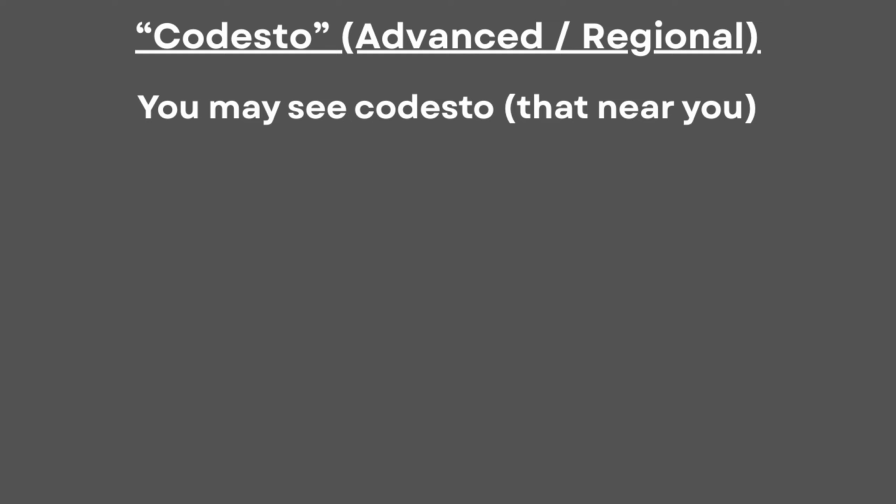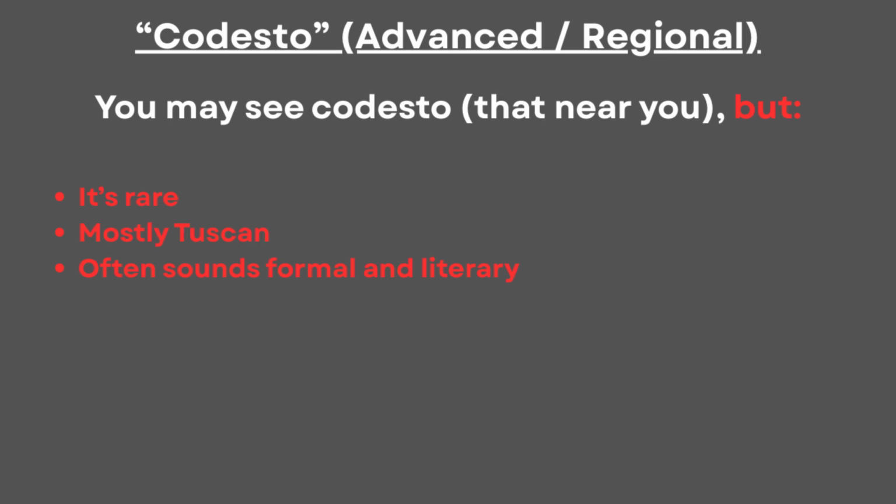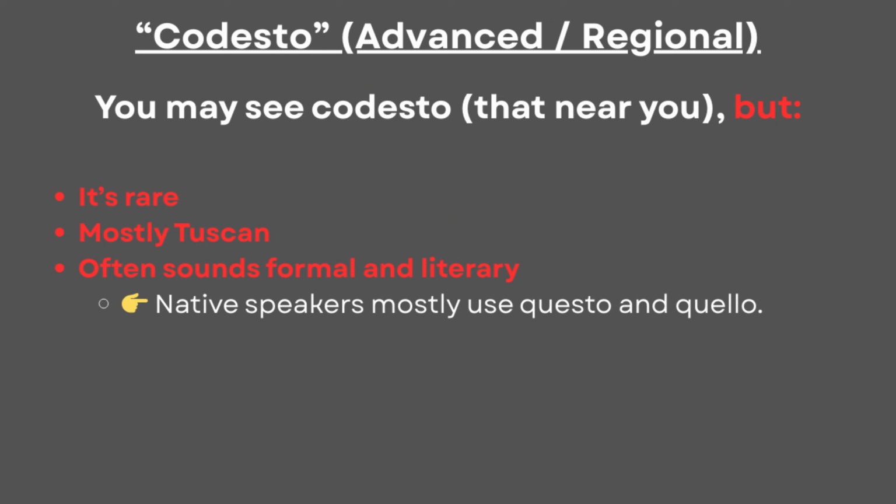At last, you should know that sometimes in regional and advanced Italian you may see codesto, meaning near you. However, it's rare, mostly Tuscan, and often sounds formal and literary. For this lesson, I will not explain it, because native speakers mainly use questo and quello, but it's something interesting to know.